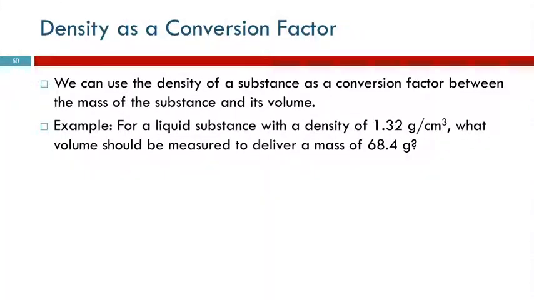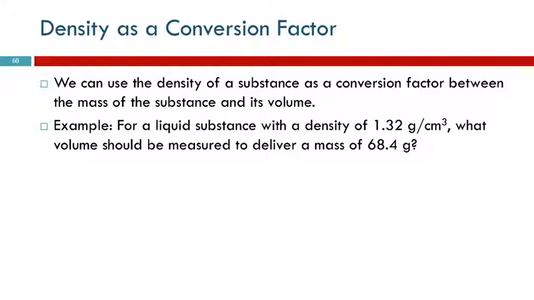Density is a great conversion factor. So if we have a liquid substance that has a density of 1.32 grams per cubic centimeter, and we want to know what volume we should measure out so that we get a mass of 68.4 grams, we can use dimensional analysis and solve this problem.